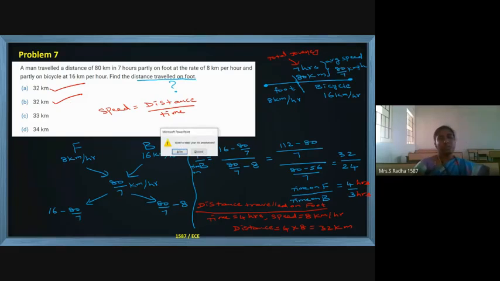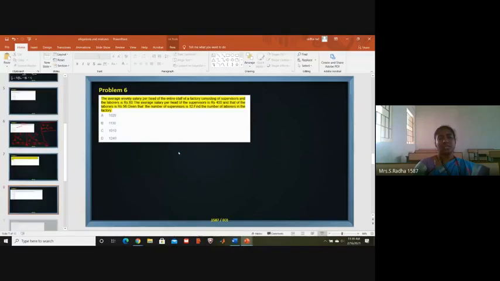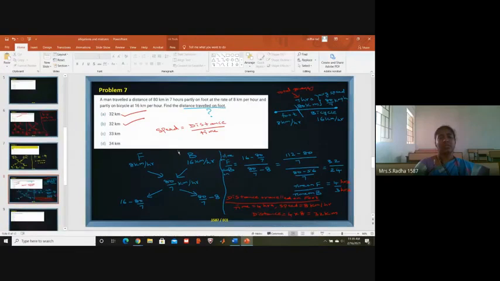So he traveled 32 kilometers on foot. If you want to calculate the distance by bicycle, subtract 80 minus 32, which is 48 kilometers he traveled on bicycle. Okay, this is about this particular problem.